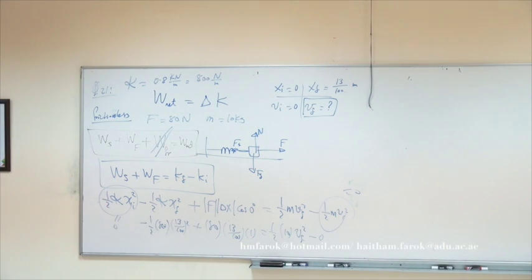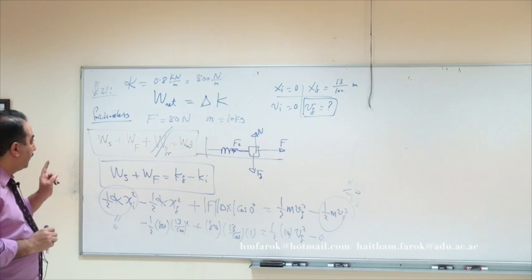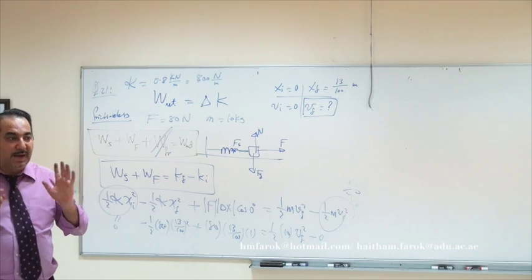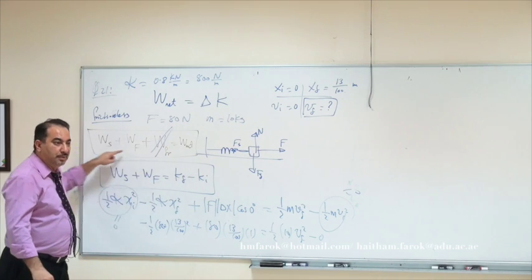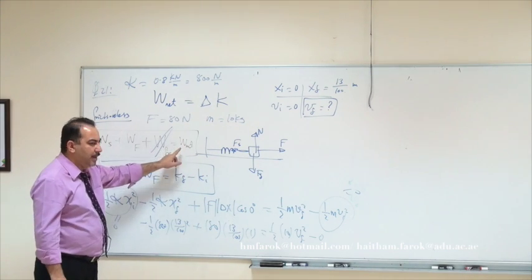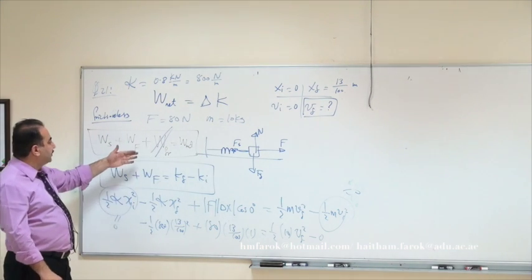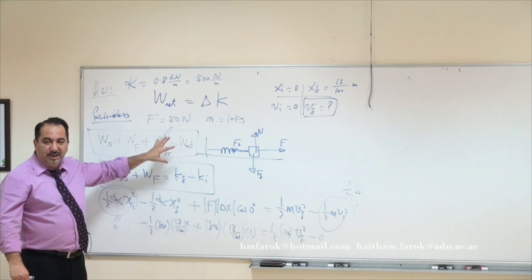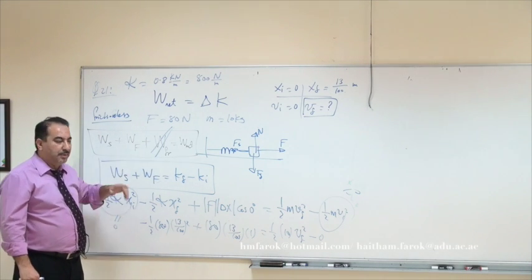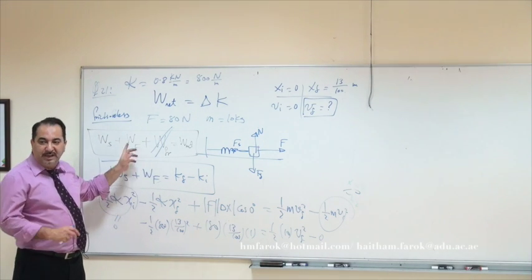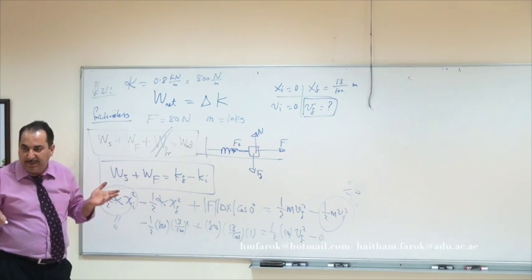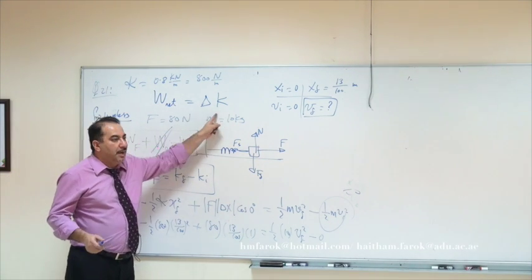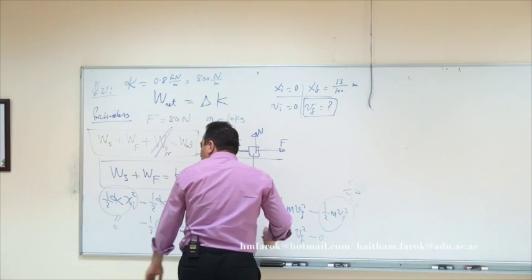Okay, now I gave you the standard procedure of how to solve questions of spring. Just practice. This is your standard equation. You can here put K final minus K initial. And then ask yourself, do you have friction? If yes, leave the work of friction. No, out. You have applied force? Yes, leave it. No, out. But work of spring is always there because it's spring. Equal to change in kinetic energy.